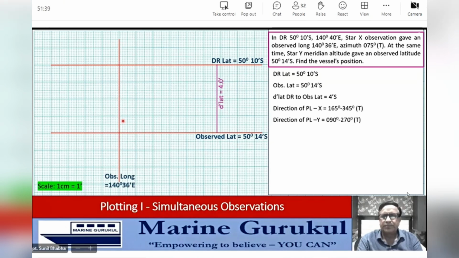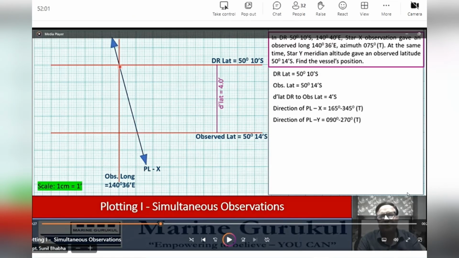It's drawn out here. Now we all know that for star X, the PL shall be drawn through DR lat and observed long, that is this point. And direction as already calculated as 165 to 345. We have this PL for star X coming up here, passing through this point. Okay, beta. So you see we have plotted our first position line. The longitude by chronometer PL is plotted. Have a good look. Let me know if any doubts are there in this PL, beta.